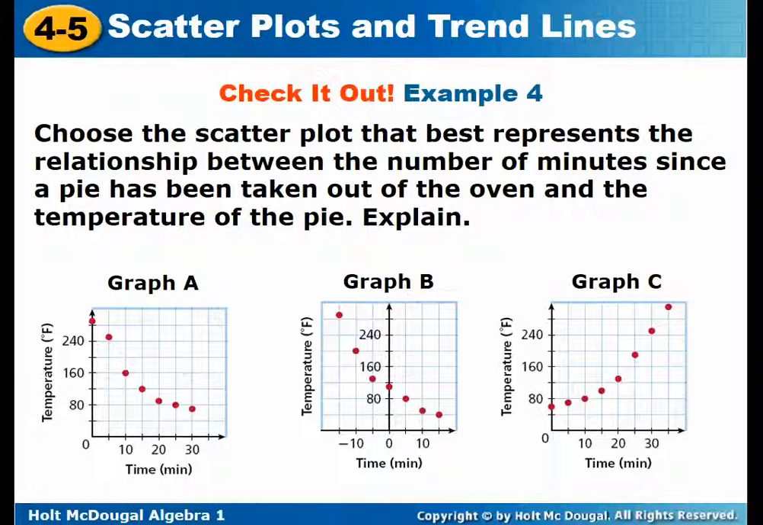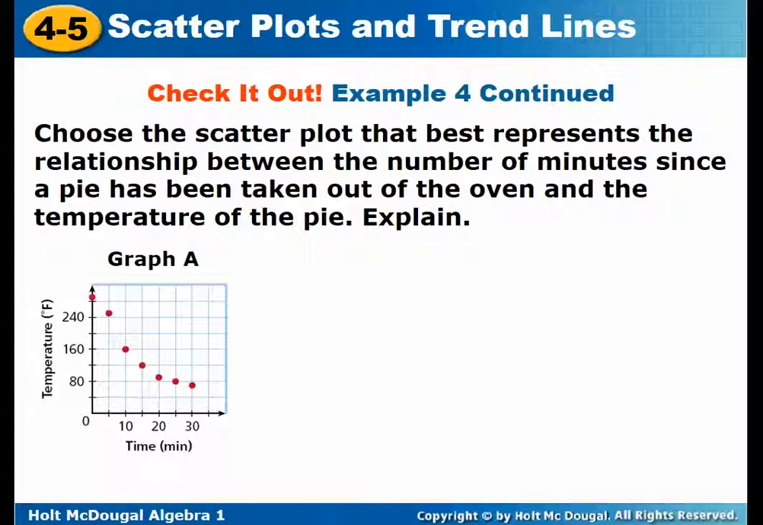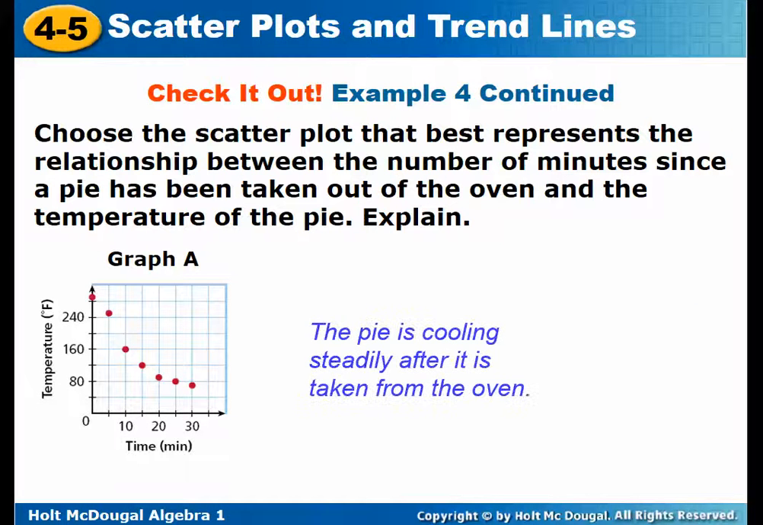All right, so let's see. It's the number of minutes since a pie has been taken out of the oven and the temperature of the pie. So time is along the horizontal axis. So we have the time increasing, and then the temperature is along the vertical axis. So in graph A, what do we have in graph A? Graph A shows that the pie is cooling pretty steadily.